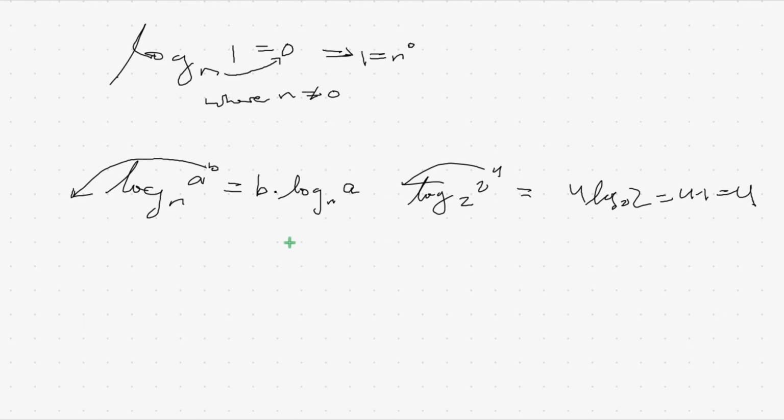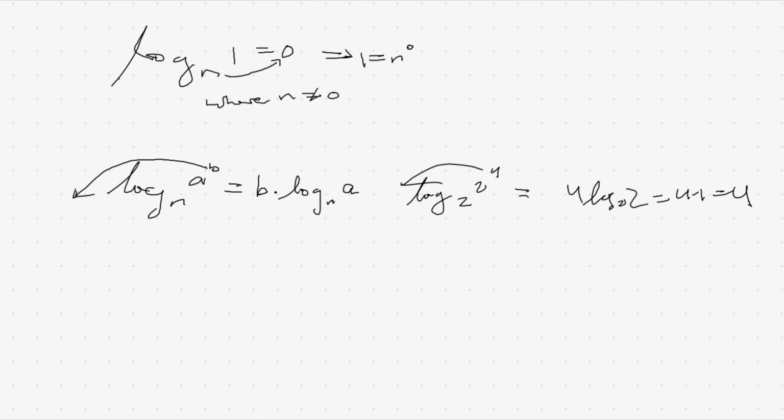And lastly, we have rule 5. This rule is slightly more advanced. I had a difficult time learning this. Took me longer to figure out, but this rule is called the change of base. So what this is, log base n of a. Now, what if we want to change the base of this? We don't want it to be n. We want it to be something else.